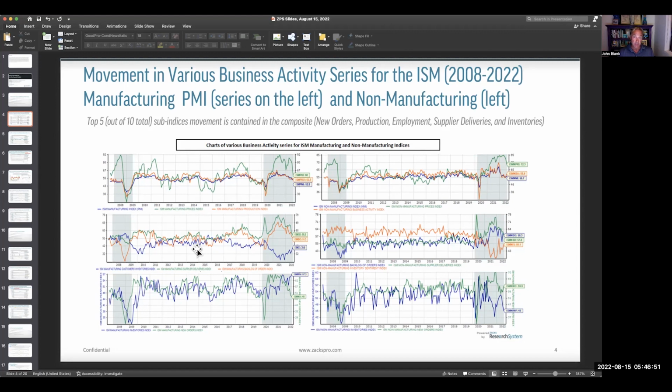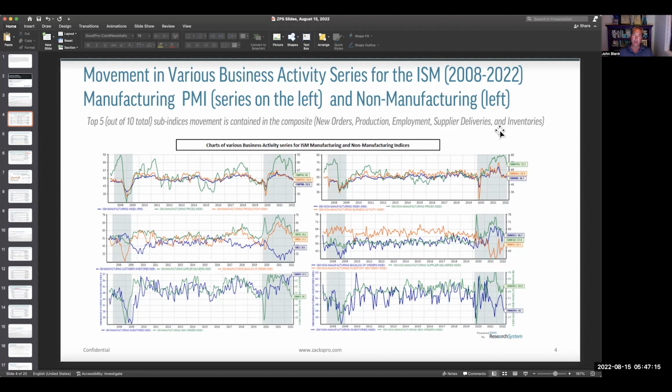Now, there's 11 variables they look at. The top one is a composite variable, the ISM composite. Now, this is where you have to understand that only the top 5 of the 10 sub-indices that ISM collects are contained in the composite. Those will be new orders, production, employment, supplier deliveries, and inventories.